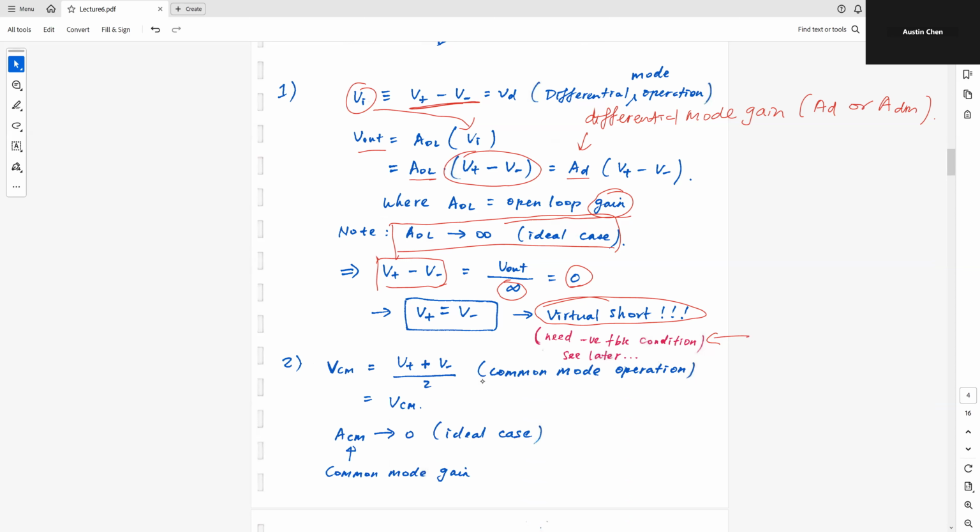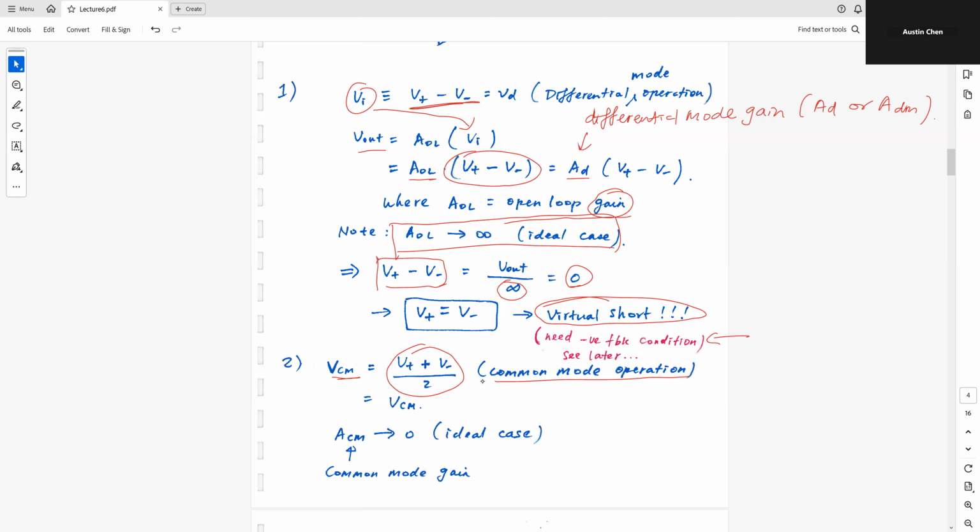The second property is associated with the common mode operation. In the first property, we talked about differential mode operation. In the second property, we talk about common mode operation. In common mode, just like before, V_CM, the voltage for this common mode, is equal to the average of V plus and V minus. So I take the average of V plus and V minus, and then I can find this common mode voltage.